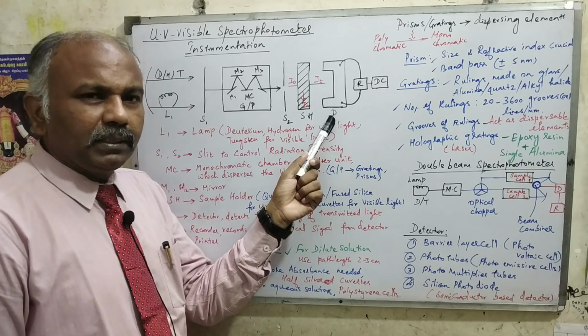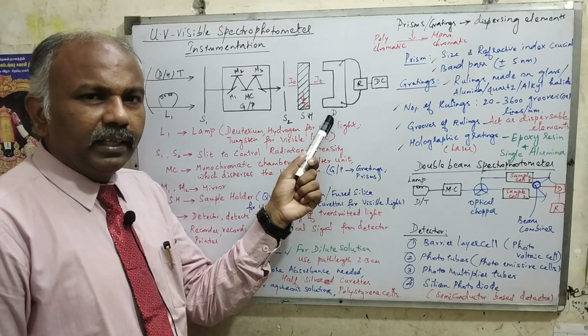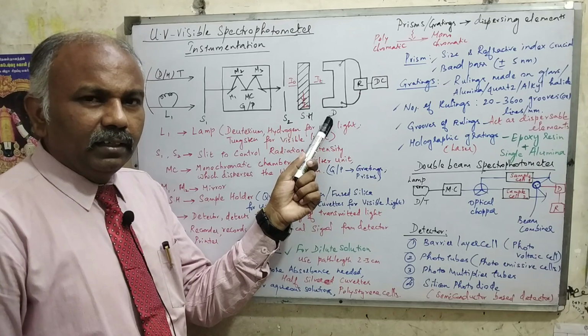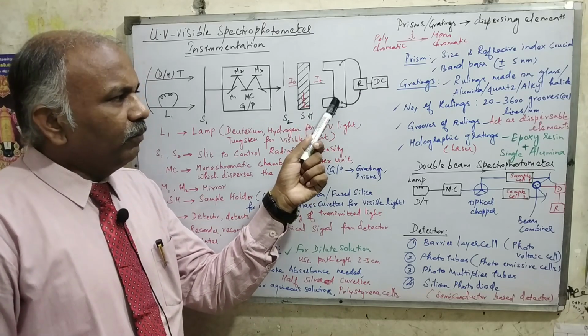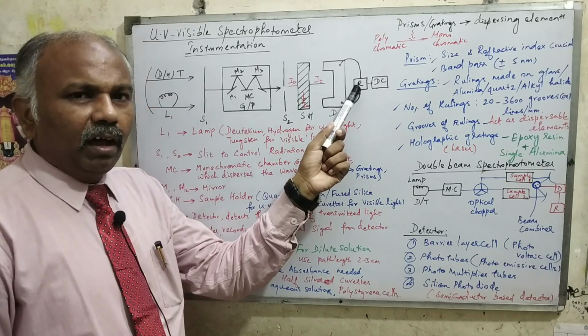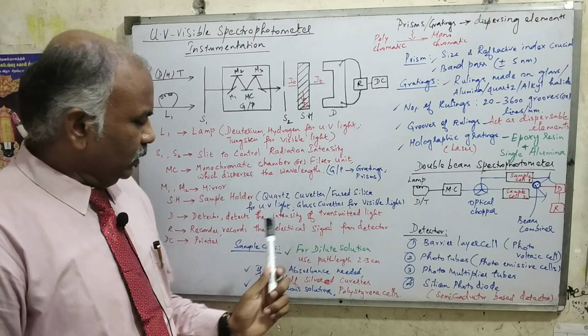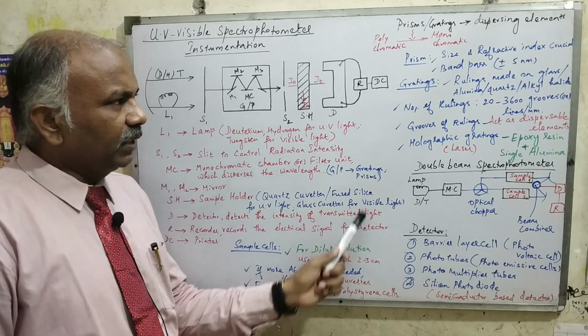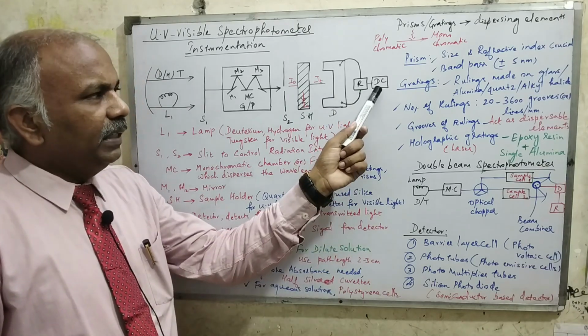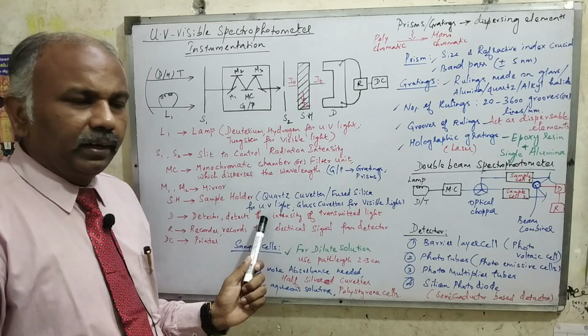What is the purpose of the detector? The detector detects the transmitted light radiation and converts the light energy into electrical energy. From the detector we have an R. R is the recorder. The recorder records the electrical signal from the detector. That is the purpose of any recorder. And DC is basically a printer.